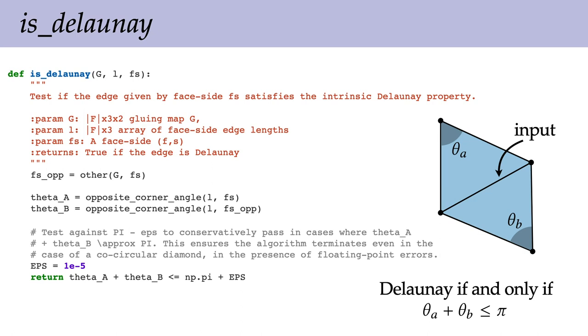You may notice that we actually test if they're less than pi plus epsilon. So this makes the test conservatively succeed. And this turns out to be the behavior we want to do the right thing for co-circular quadrilaterals in some of our downstream algorithms.